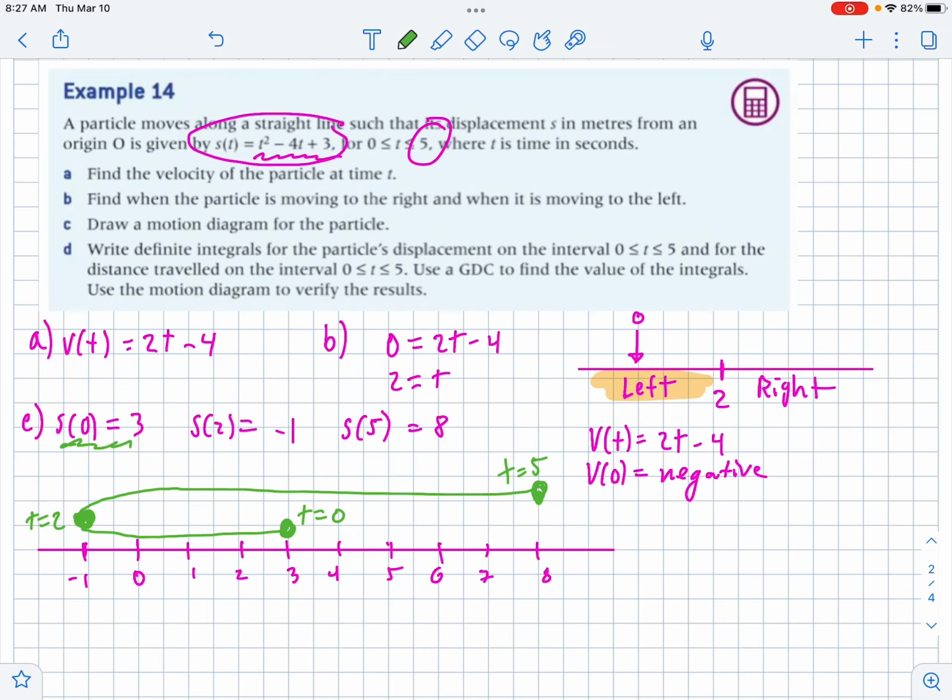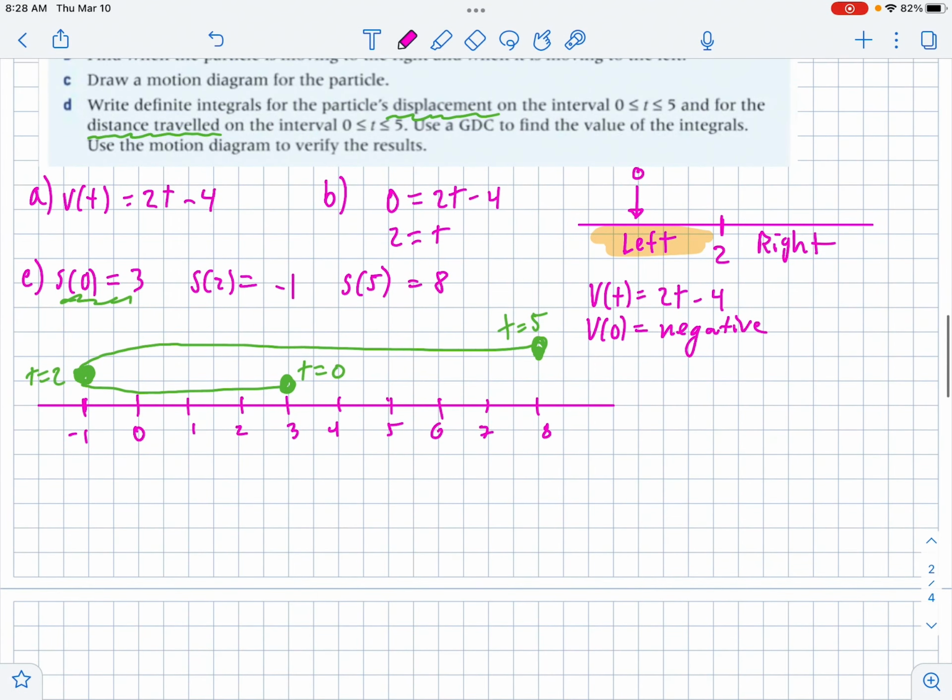Part D, write definite integrals for the particle's displacement on the interval t, or 0 to 5, for distance traveled on 0 to 5. So we're going to find displacement. Do they want us to find total distance? Yeah, I think they do. Oh yeah, and for distance traveled. Sorry, misread it.